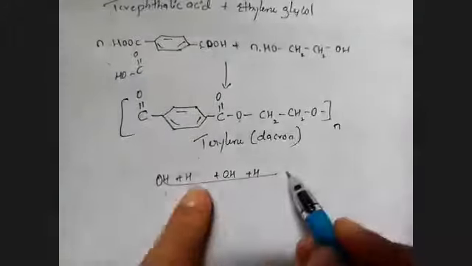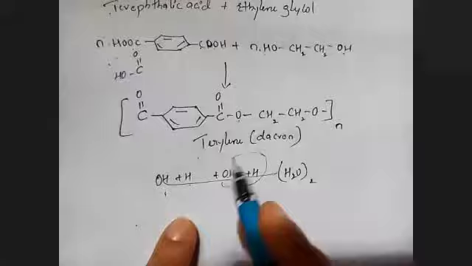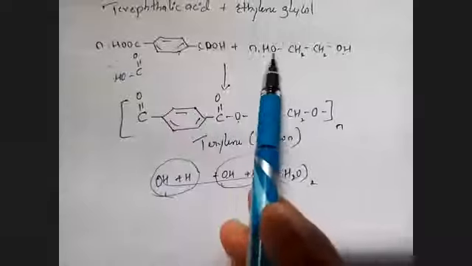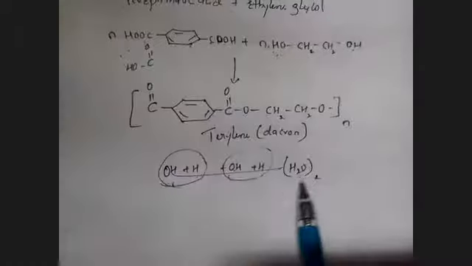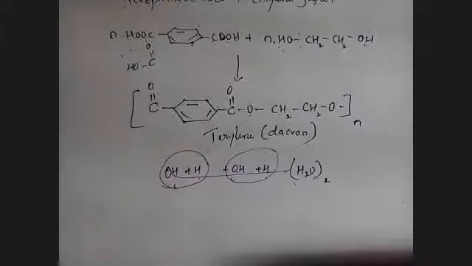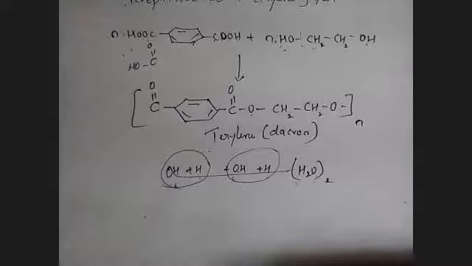So totally we got H2O, a molecule of water, and another molecule. So from each molecule of terephthalic acid and ethylene glycol, we are getting 2 molecules of water. Is it right? Right. From each molecule of terephthalic acid and ethylene glycol, we get 2 molecules of water for the production of terylene.